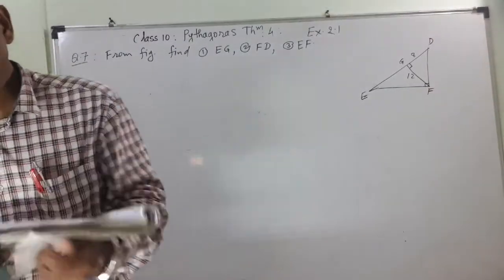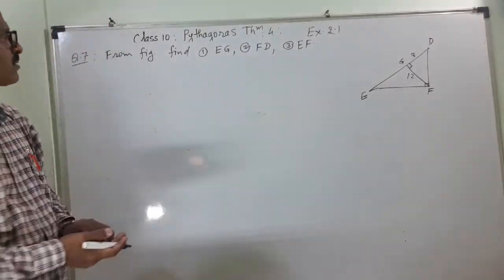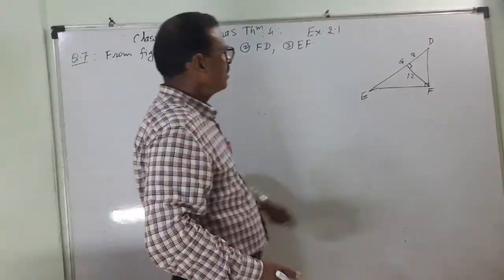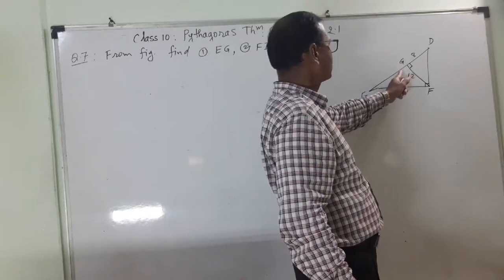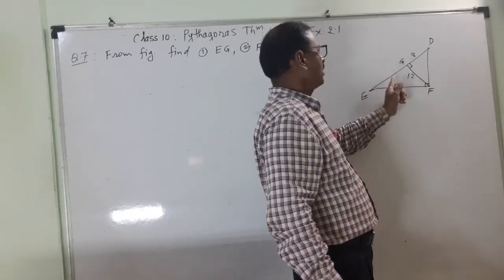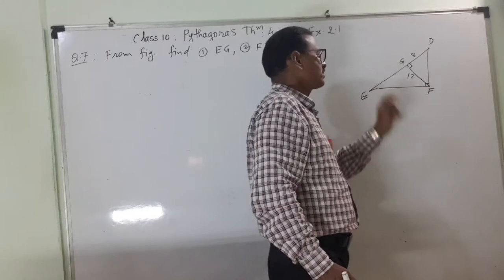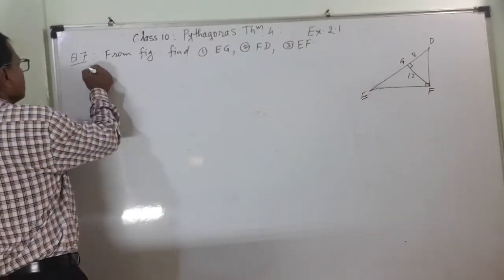So how to do all this? This is the geometric mean and this is the hypotenuse. Solution.